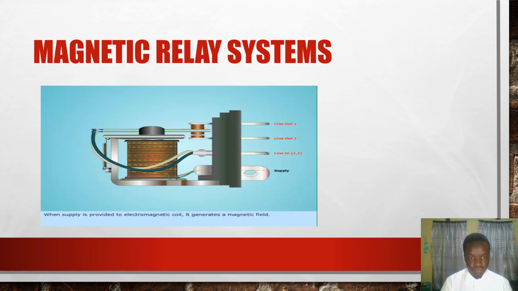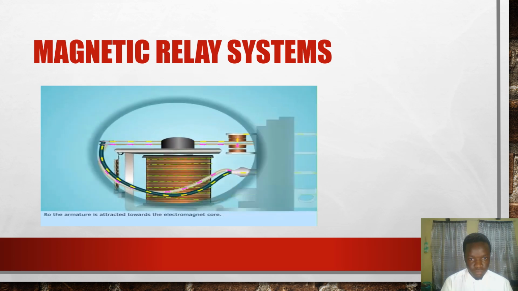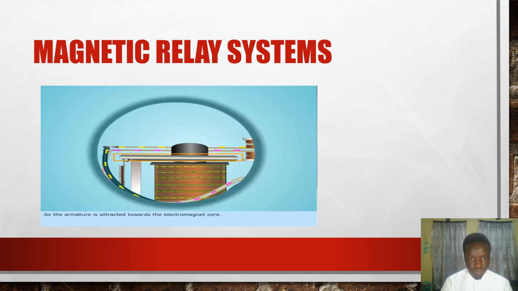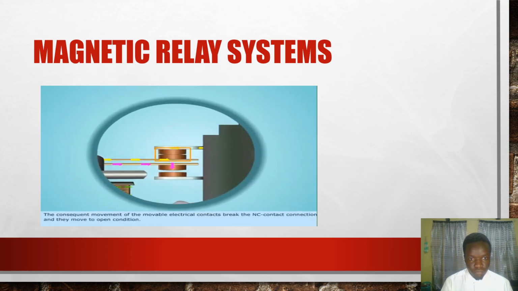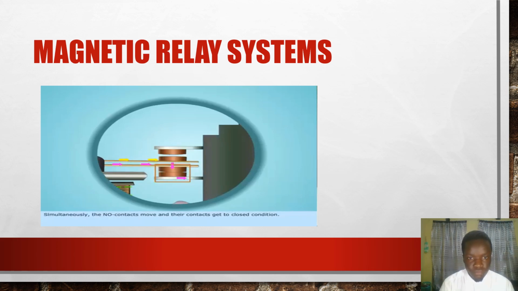When supply is provided to the electromagnetic coil, it generates a magnetic field. So the armature is attracted towards the electromagnet core. The consequent movement of the movable electrical contacts breaks the NC contact connection and they move to open condition. Simultaneously, the NO contacts move and get to closed condition.